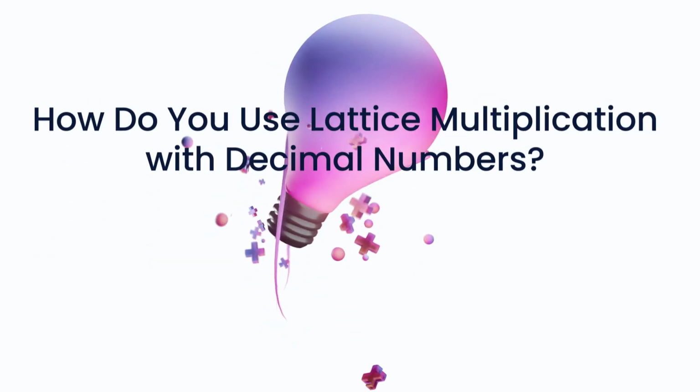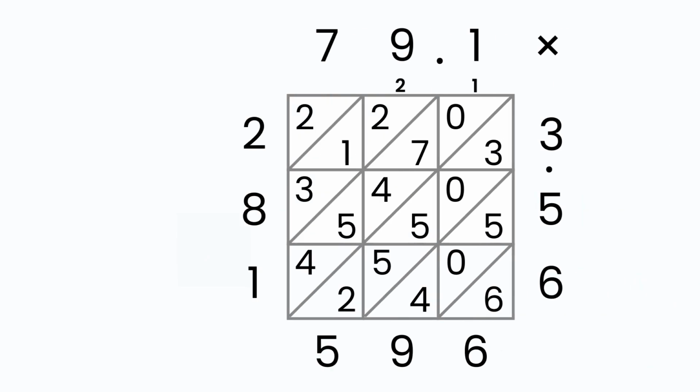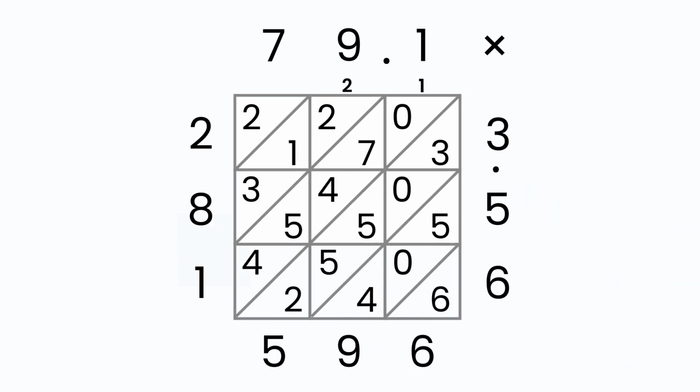How do you use lattice multiplication with decimal numbers? You can also use lattice multiplication with decimal numbers. The method is the same as integers, but you need to put the decimal point in the right place in the final answer. Let's look at an example.